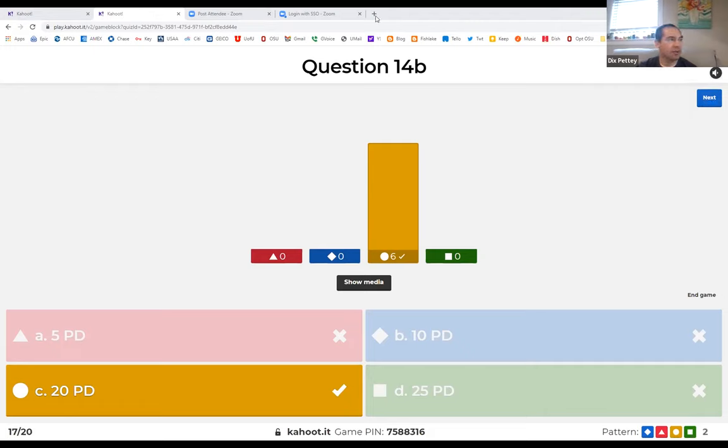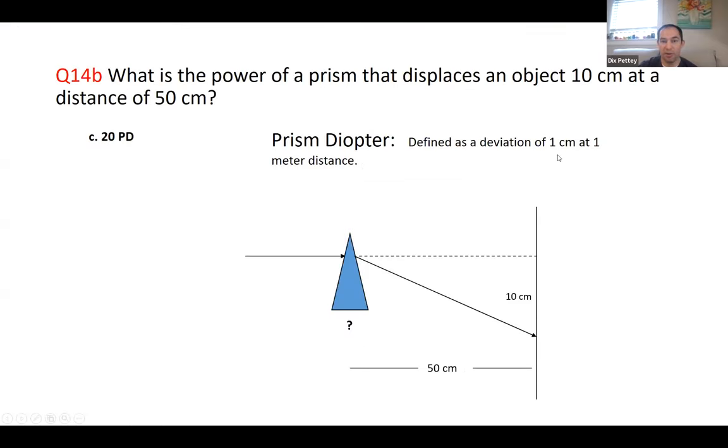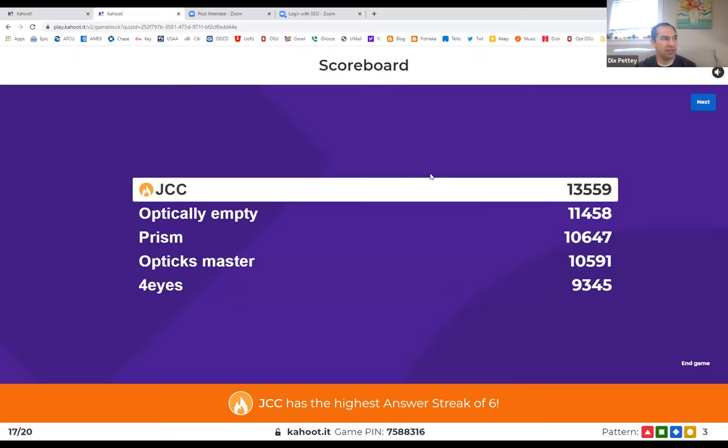I'm just going to show you this page really quick. So, prism adapter, 1 centimeter at 1 meter distance. We had 0.5 meter. So, we need to double that object size to get our prism. Yeah, you guys all got that one right. Any questions on that one? Okay, we'll keep moving through to get through as many more of these as we can.